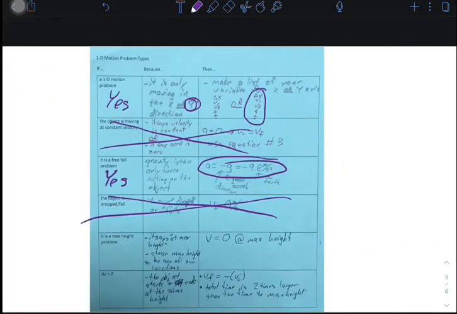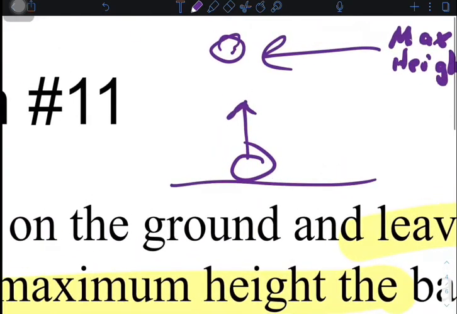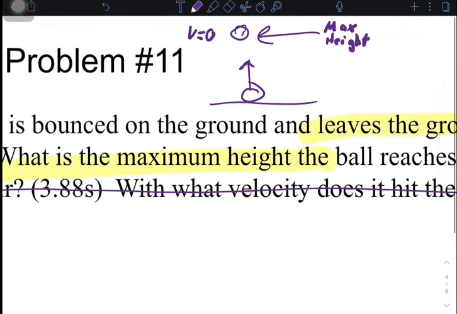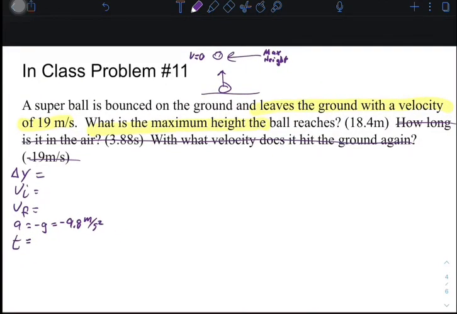The super ball is bounced. What is the maximum height? So is it a max height problem? Does it say something about at max height? And the answer is yes, it does. So therefore, the velocity at max height is 0. So up here, because of that, we can say V is equal to 0. Now, we just have to figure out if it is a VI or a VF, but that's something we can get to.